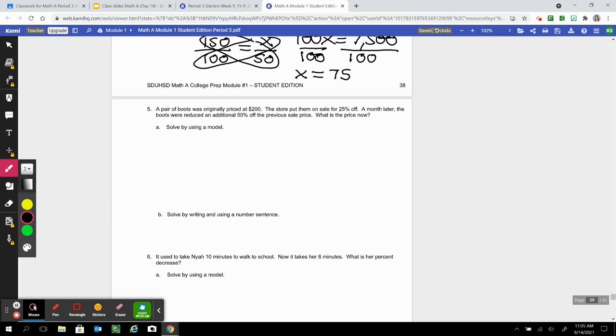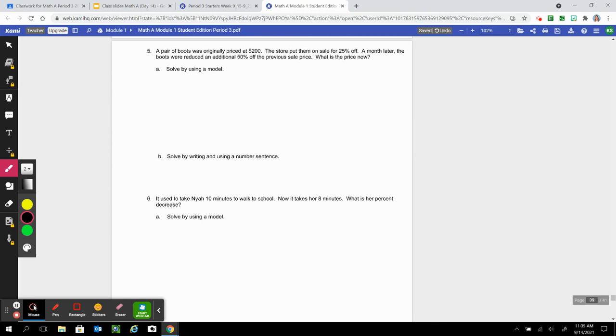For number 5, it says a pair of boots was originally priced at $200. The store put them on sale for 25% off, and a month later they were reduced 50% off of the previous sale price. What is the price now? So we're going to start with solving it using a model. So I start with $200.